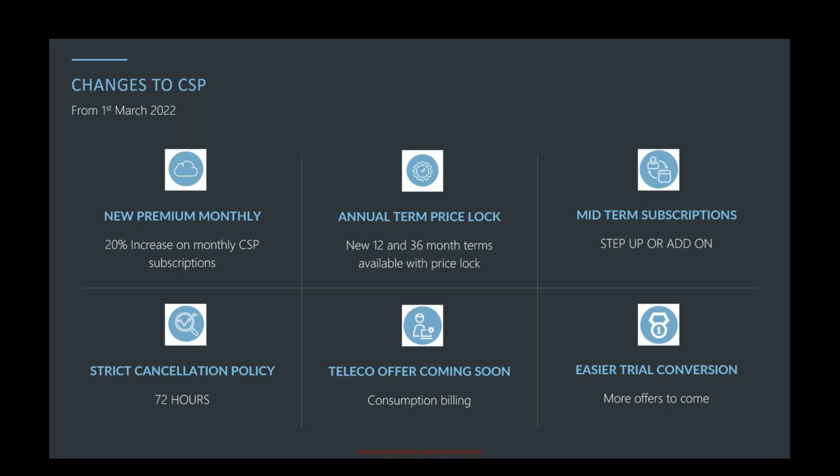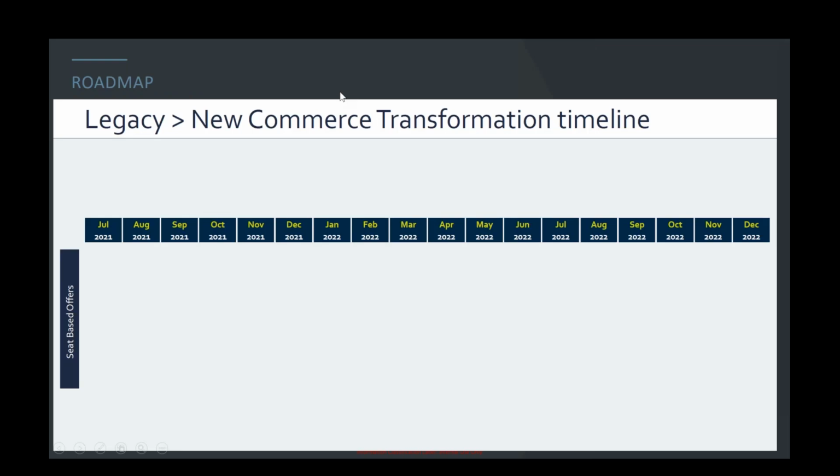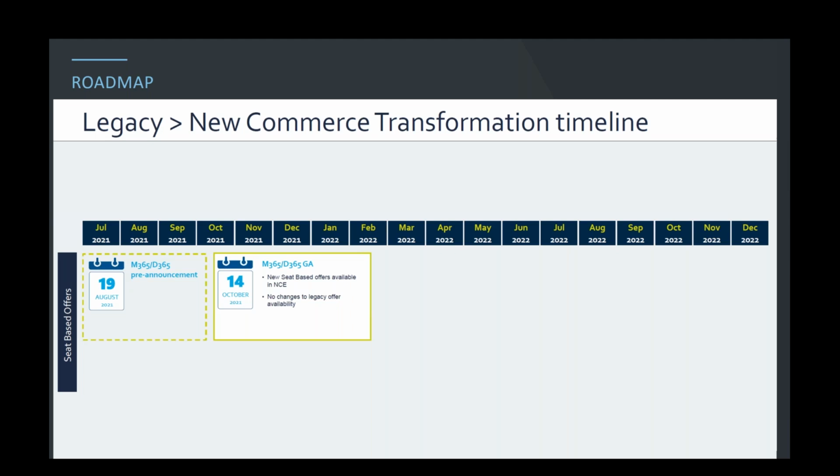I think the critical point really now is going to be putting in the plans, building up and leading up to that date of the price increase and the changes to CSP. We start to consider that roadmap, where we're coming from in the legacy to the new commerce transformation. The announcement was on August the 19th in 2021 regarding the new seat-based offers and the price increases. We're now on the 7th of October, and on the 14th of October, we're going to start seeing some of those new seat-based offers actually coming through from Microsoft.